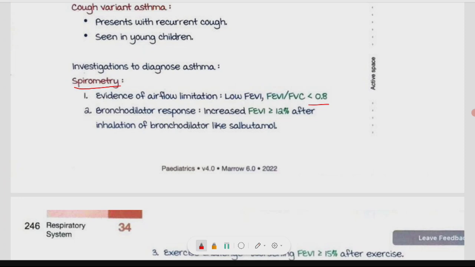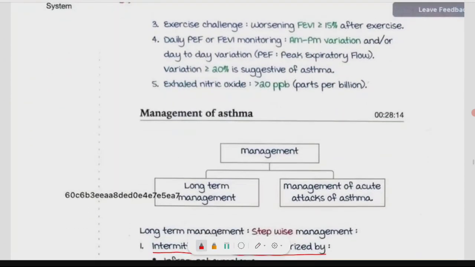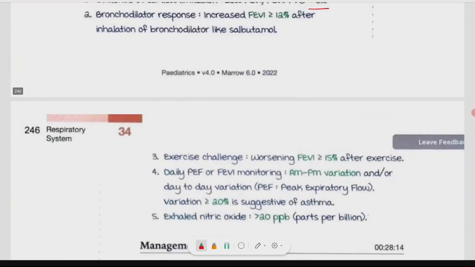Bronchodilator response. As we read that asthma is a reversible condition, so there will be a bronchodilator response, and there will be increase in FEV1 by more than 12% after inhalation of the bronchodilator like salbutamol. So these were the 2 points which will help us diagnose asthma. Others include exercise challenge, worsening of FEV1 more than 15% after exercise. What we read was in a bronchodilator response there was increase in more than 12% FEV1, but in exercise challenge there is worsening of more than 15% after exercise.